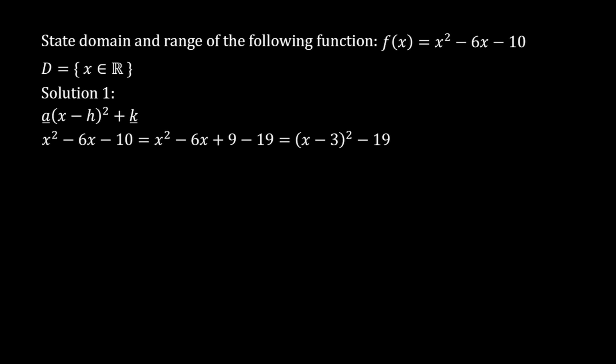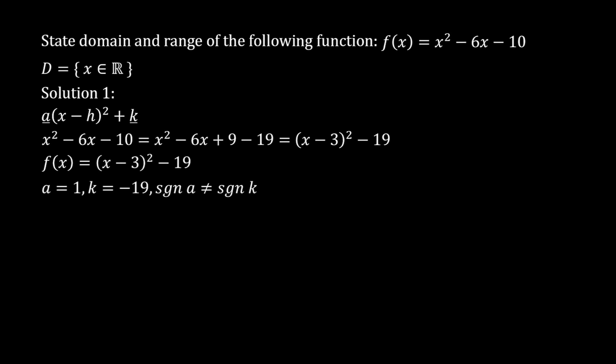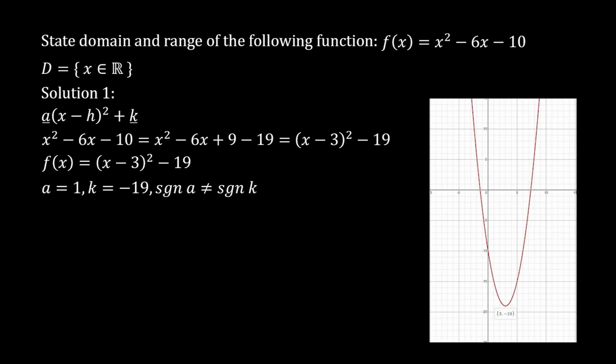Our function written in vertex form will be f of x is equal to (x minus 3) squared minus 19. a is positive 1, k is minus 19. The parabola opens up, and minus 19 is the minimum value of f of x. So, the range is the set of real numbers where y is greater than or equal to minus 19.